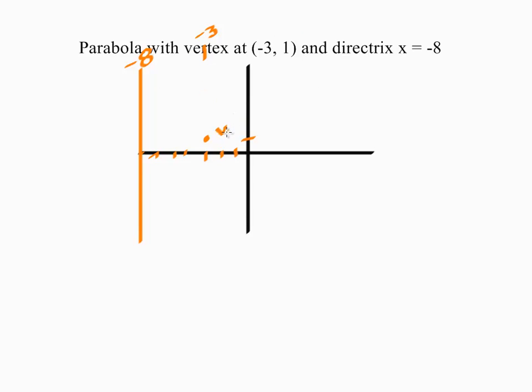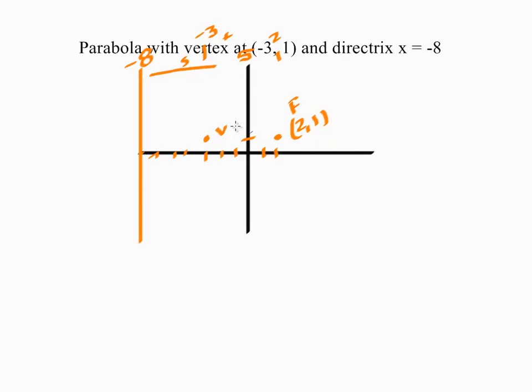So in this case, my focus is going to be at, well, this is a total of 5 units, so I need to go 5 more units this way, so negative 3 plus 5 will end up giving us 2. So my focus is going to be here at 2, 1. It's going to be my focus. Now it's going to open up to the right since my directrix was vertical.